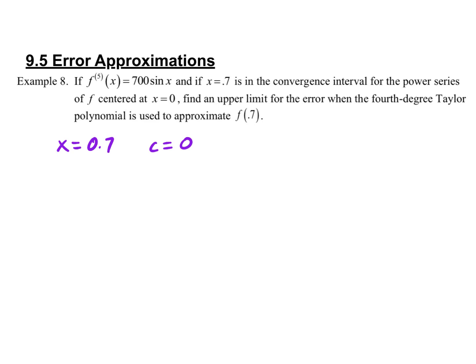Smaller. So where is the maximum going to occur? 0.7. Okay, that's the key here. The max of the derivative occurs at 0.7. And like I said, a lot of the times, it's going to be one of those endpoints. So what I would do is test the endpoints.